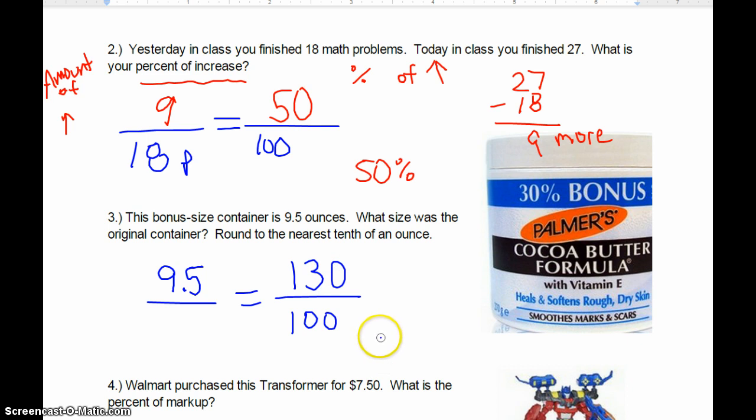So now I've got the proportion I need to find that before amount. Before they added 30%, it was how big? So I can solve. There's my missing value, which means I multiply 9.5 times 100, divide by 130, and when I'm rounding to the nearest tenth of an ounce, I get 7.3 ounces. Which makes sense, I hope. The old size had to be smaller. It had to be smaller than the new size, because this new size is a bonus size, 30% more than the old size.